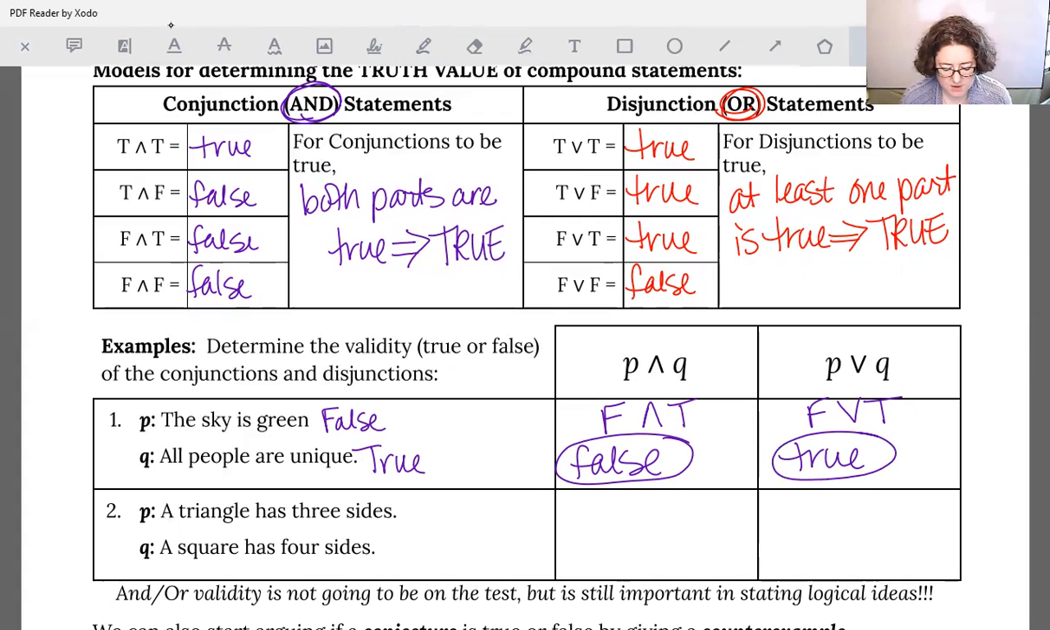Okay, second example. A triangle has 3 sides. Well, that's the definition of a triangle. It's a polygon with 3 sides.